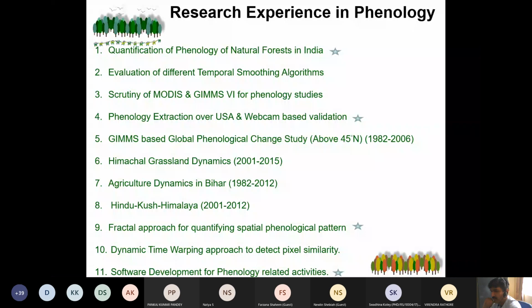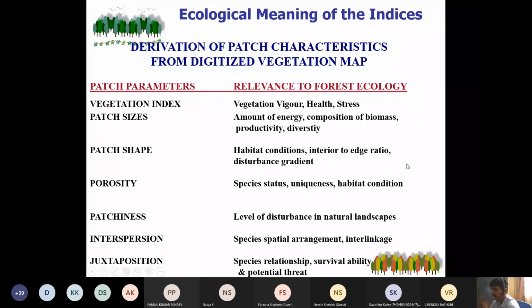What we understand is that we have to be very clear, whenever we are working with the different parameters in the software, what is its physical meaning and ecological meaning. For example, when I'm talking about a vegetation index, I am mainly talking about the vegetation vigor, health, and the stress also I can detect from the vegetation index. Whenever I'm talking about patch size, in terms of quantity I can understand. But what I am indirectly relating to from the ecological point of view, patch size will have a role in biomass. It can also help in terms of biodiversity or the amount of energy it can capture.